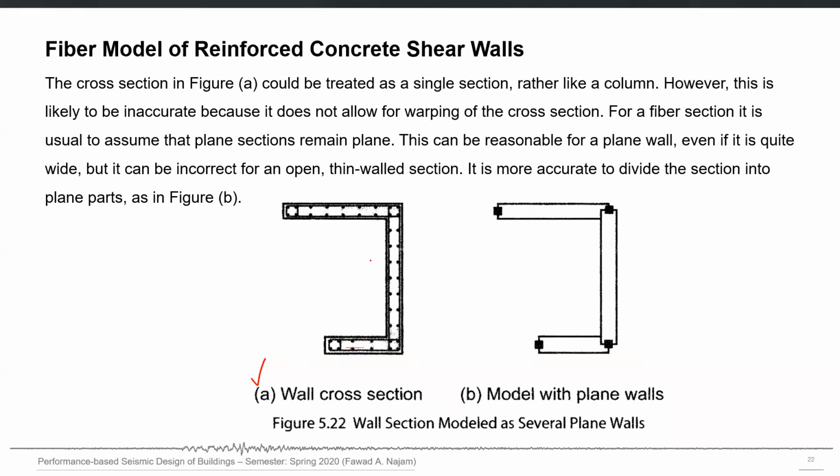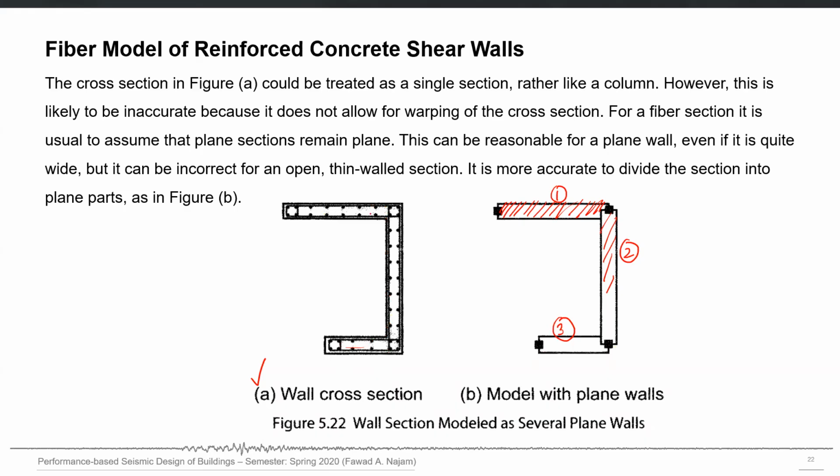may not be correct in some cases, because for a fiber section, we generally assume that plane sections remain plane. The plane cross section, which is plane before bending, will remain plane also after bending. And this can be a reasonable assumption for a planar wall. In option B, we have divided our whole shear wall into 3 different planar walls. So this is planar wall 1, planar wall 2, and planar wall 3.